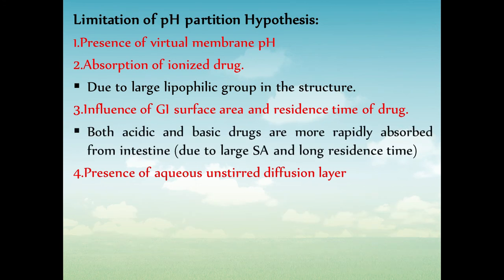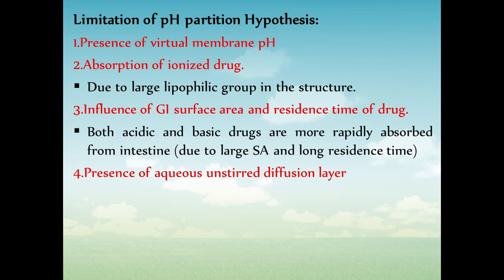Okay, in the whole pH partition hypothesis they have only said that these three factors, that is the pKa of the drug, that is the dissociation constant, then the pH at the absorption site, and lastly the lipophilicity of the drug, will play the role in absorption. But these are not the only three factors. There is also the influence of GI surface area, what is the surface area of your gastrointestinal tract, and secondly residence time of the drug, how much time the drug resides in your GI tract. If a longer time is there, ultimately your absorption will be more. That is also not discussed in the pH partition hypothesis.